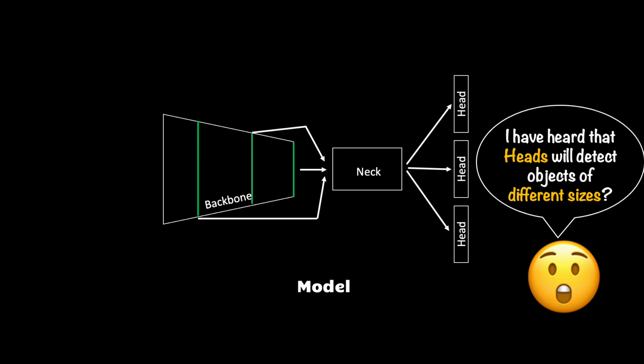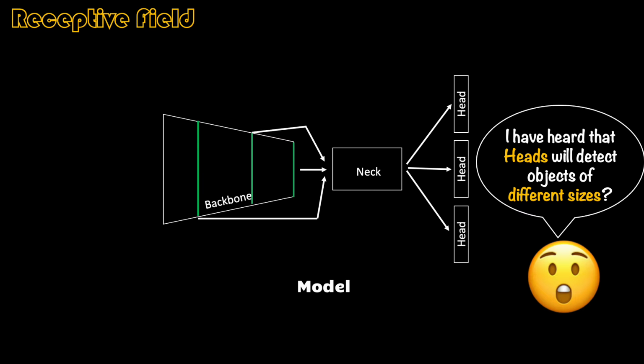You probably know that, but just to be on the same page, we know that the deeper you are in the neural network, the representations or the features become more abstract. And the deeper you go, the receptive field increases also. You can say that the deeper level features and therefore the corresponding head will be responsible for detecting big objects, whereas the features near the input of the backbone would be good for detecting smaller objects.